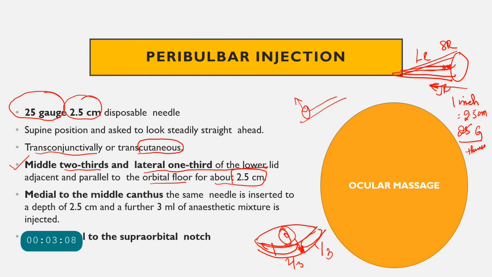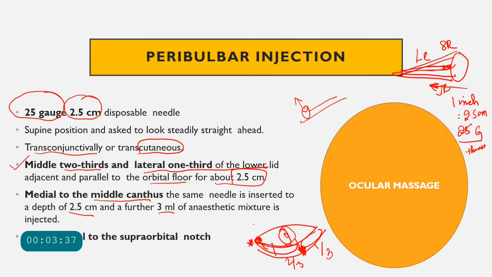Next, in most of the cases the block will actually come right with this injection. However, you can give additional blocks also. The sites are, number 1 is medial to the medial canthus. Over here the medial canthus is located, so just give it medially to the medial canthus. In the same way, go perpendicularly inside to a depth of about 2.5 centimeters, which is nothing but the complete needle has to go inside, and give 3 ml of anesthetic mixture again.